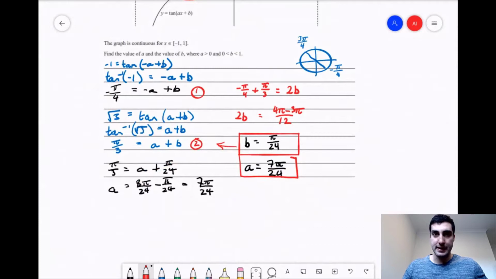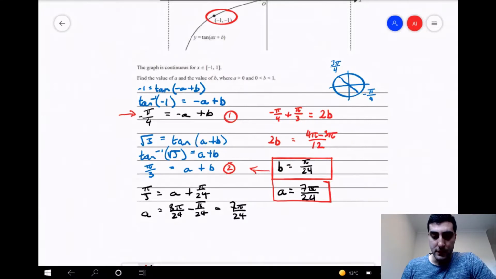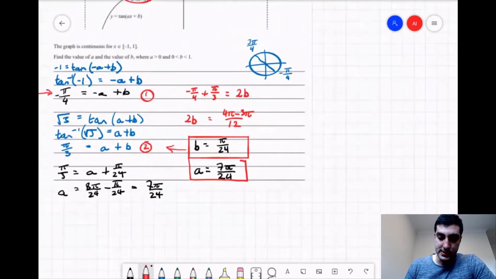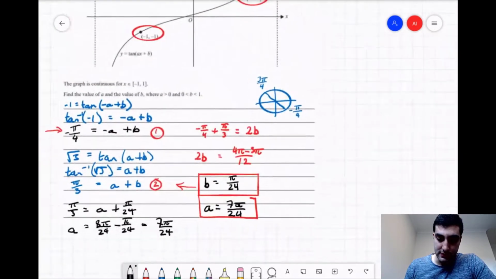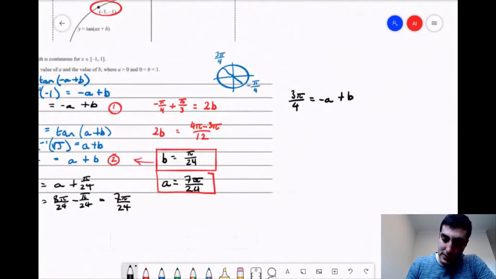The reason why I'm saying that we need to sort of confirm is where a lot of people would lose marks on this question is by using the wrong value of inverse tan of minus 1 at this point here. So instead of using minus pi on 4, you can see that if, I'll just do it off to the side, if we instead use the other value 3 pi on 4 and have minus A plus B and use that second equation, so it's still the same. So the second equation would be pi on 3 is equal to A plus B.